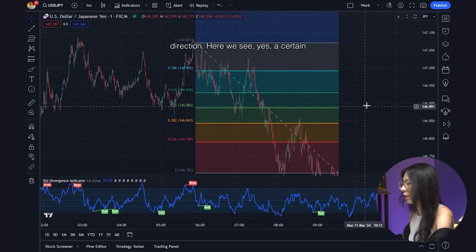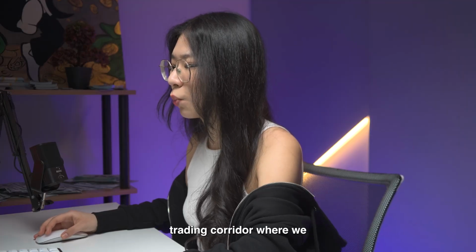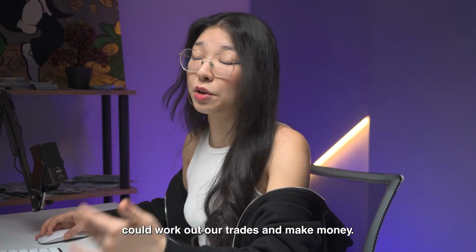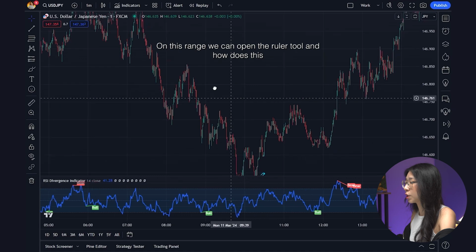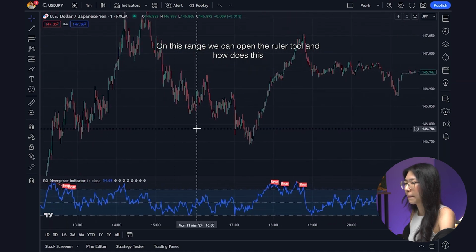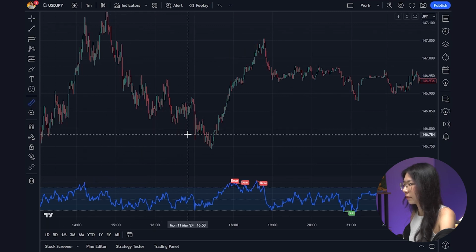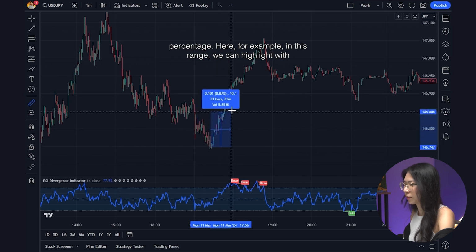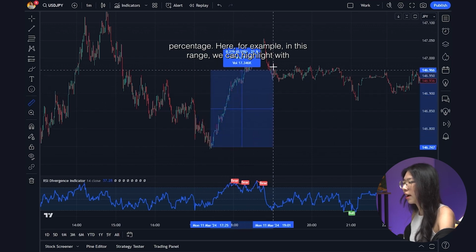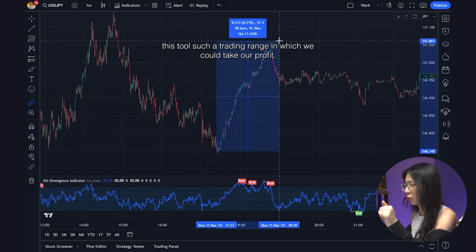And right now here we see a certain trading corridor where we could work out our trades and make really good money. Now I'm going to show another tool here. On this range we can open the ruler tool, and here is how this tool works. It's actually a very handy tool to calculate our return percentage. Here, for example, in this range, we can highlight with this tool such a trading range in which we could take our profit.